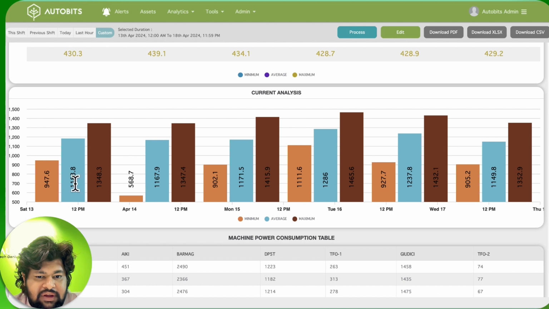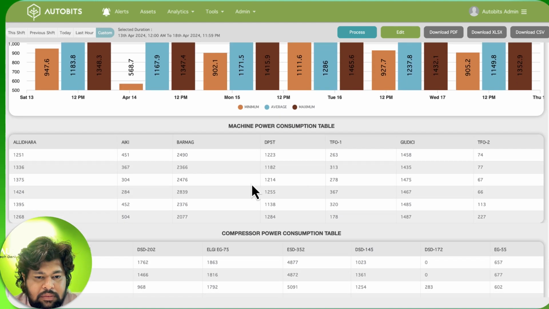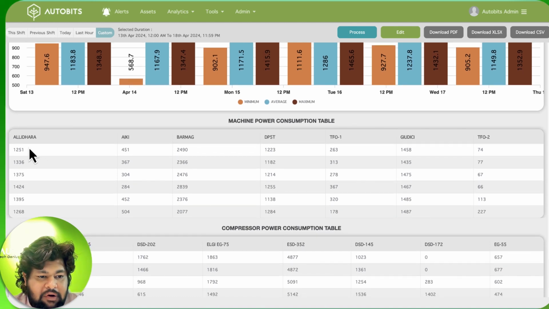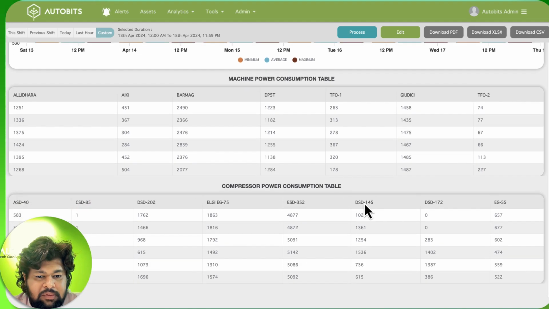Current analysis also, we are seeing that the pattern is pretty much good, and the minimum is the minimum except for this day when the plant was shut down. Otherwise the peaks are good, the average is good. And we have the daily power consumption for each machine, how much power has been consumed.